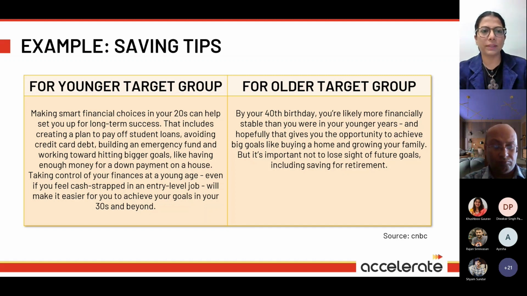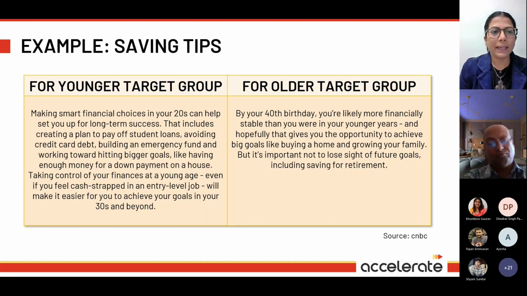Making smart financial choices in your 20s can help set you up for long-term success. That includes creating a plan to pay off student loans, avoiding credit card debt, building an emergency fund, and working towards hitting bigger goals like having enough money for a down payment on a house. Taking control of your finances at a young age, even if you feel cash-strapped in an entry-level job, will make it easier for you to achieve your goals in your 30s and beyond.